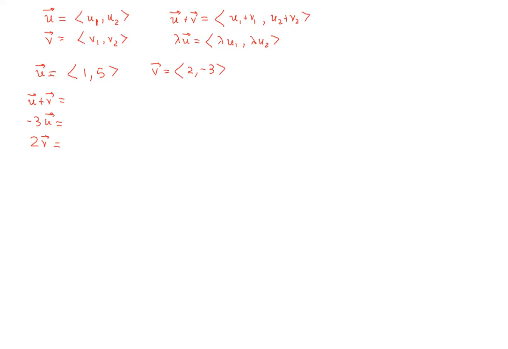And here are the answers. You will find 3, 2. How did I find 3, 2? I add 1 plus 2, that's 3, and 5 plus negative 3, that's 2. And then here I get negative 3, negative 15. And here I get 4, negative 6. Occasionally, there are going to be numerical errors here, and I apologize in advance.